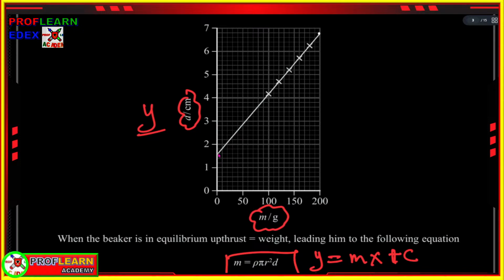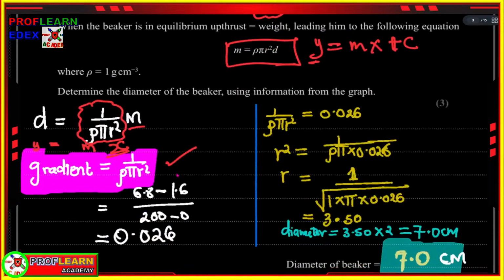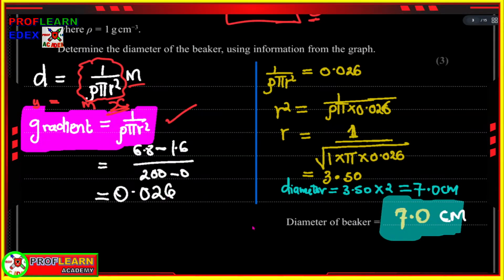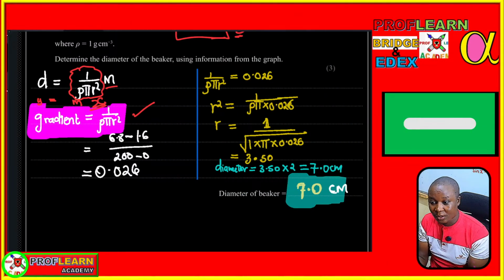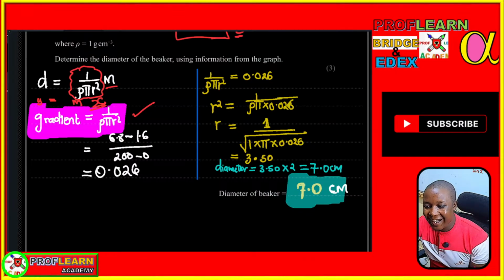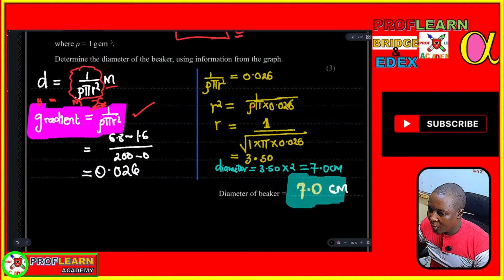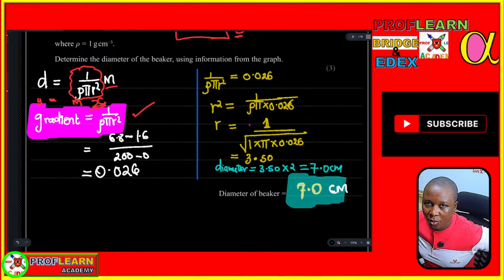Then I decided to use this particular point here, and I also used this point here, and I worked out the gradient. Using those points, I got my gradient to be 0.26, and that means we can equate the gradient to 1 over rho pi r squared. If you make r squared the subject of the formula, we are going to get 1 over rho pi times the gradient, and then we need to find the square root in order to work out the radius.